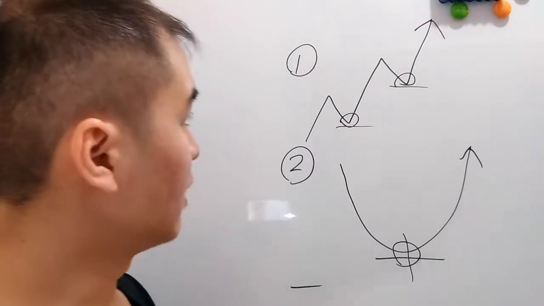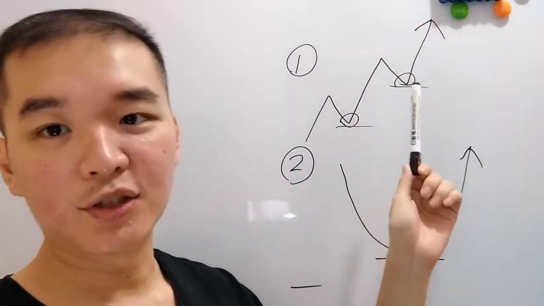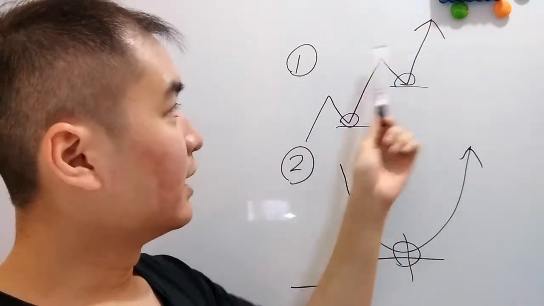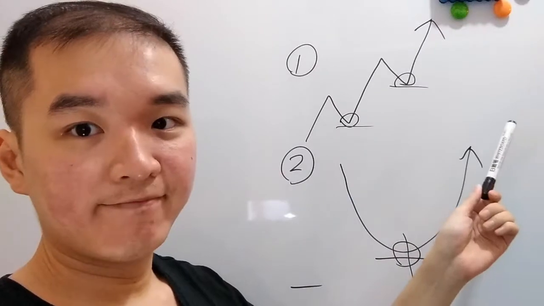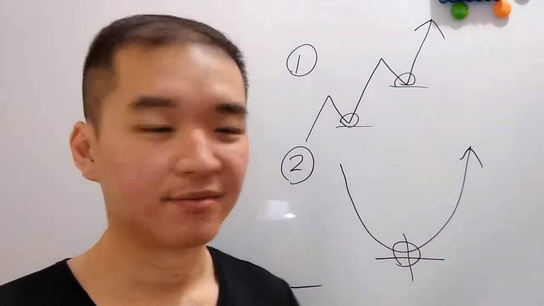Now, the problem with this one is you don't know when the market will go against you, right? Because you don't know when the market will come back down. It's hard to predict a crash. In fact, I don't think anyone can.